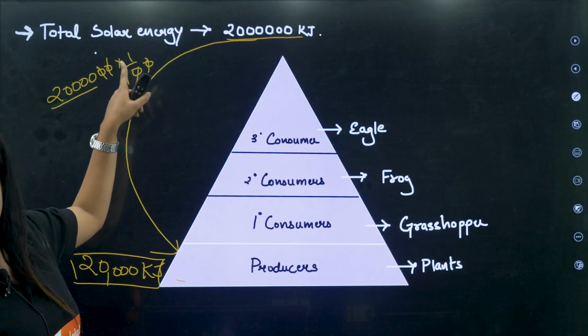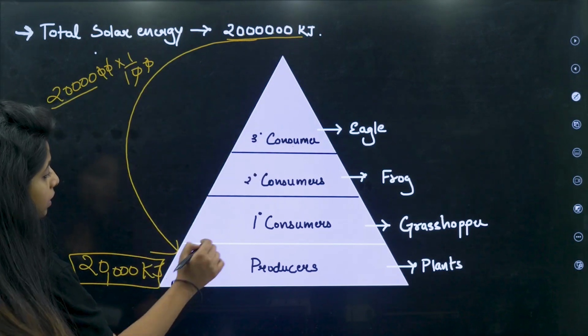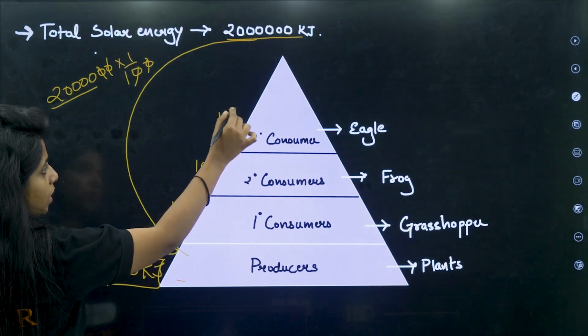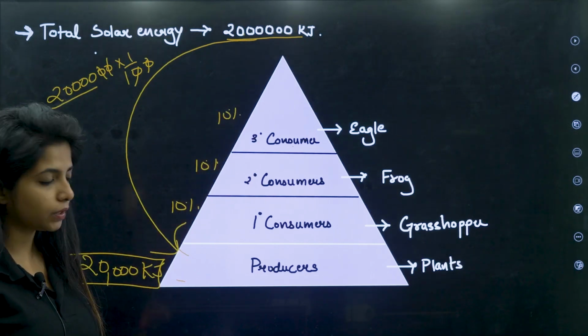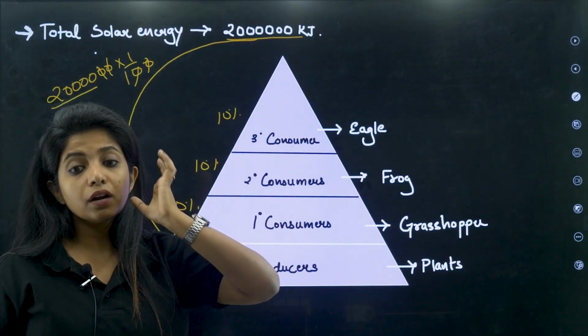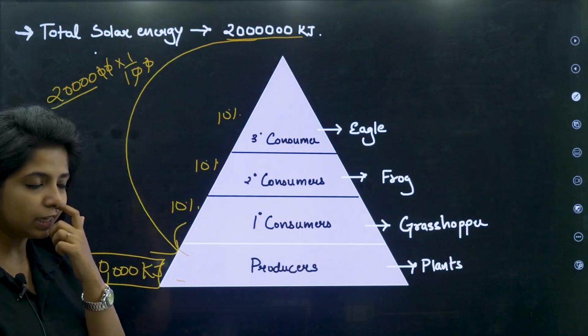Producers only have 1% of this total solar energy. Now, from here you have to keep on calculating, and it will be 10% at each level. This also 10%, this also 10%. With that, I will solve one question for you. It is asked why there are not too many trophic levels in a food chain. I will tell you the answer.